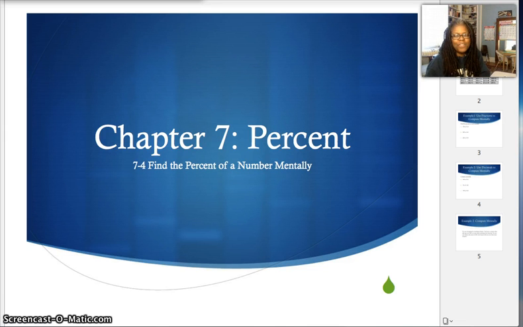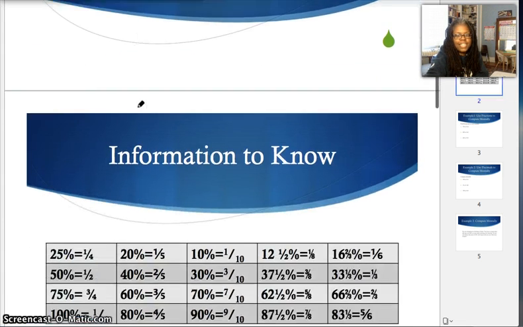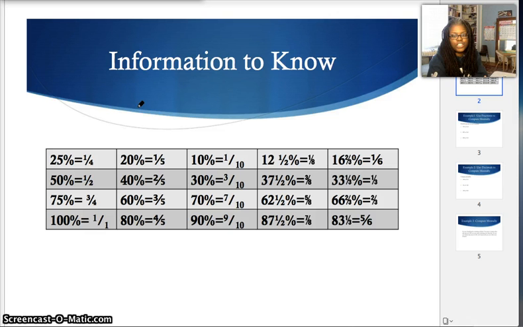But even though that's a little bit odd, I will be talking about things that you can do in your mind, and we'll be writing down some stuff, but what we'll be really looking at is shortcuts to finding the proportion or to finding the percentage of a number. So the first thing I'd like to have you guys take a look at is some information to know. Most of the stuff over here, you guys know.